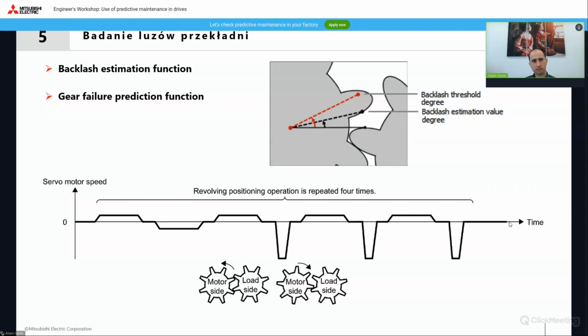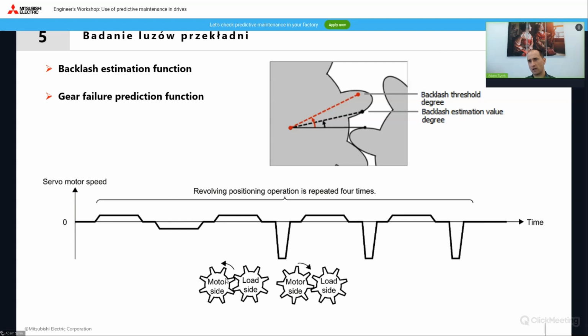But in the case of the backlash estimation, we have to start a procedure from the HMI or from the MR Configurator. In this procedure, the amplifier is moving forward and reverse to reduce the backlash in one direction, and then starting in the opposite direction, it can judge the level of the backlash. After that, we have the result in degrees of the axis that we are using.